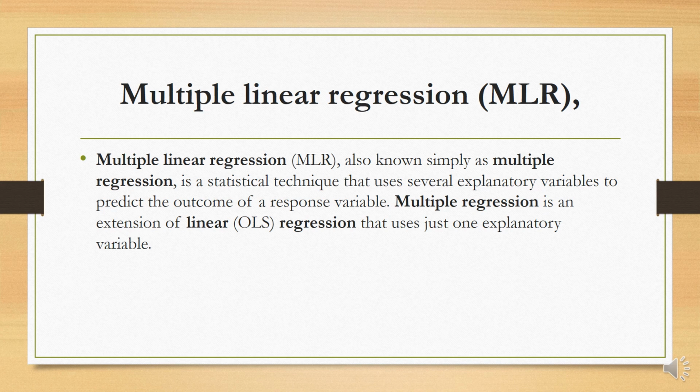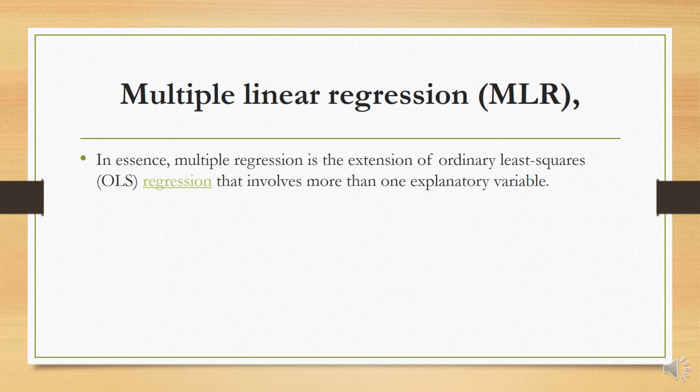Multiple linear regression model, also known simply as multiple regression, is a statistical technique that uses several explanatory variables to predict the outcomes of the response variable. Multiple regression is an extension of the linear OLS regression that uses just one explanatory variable. In essence, multiple regression is the extension of ordinary least squares regression that involves more than one explanatory variable.